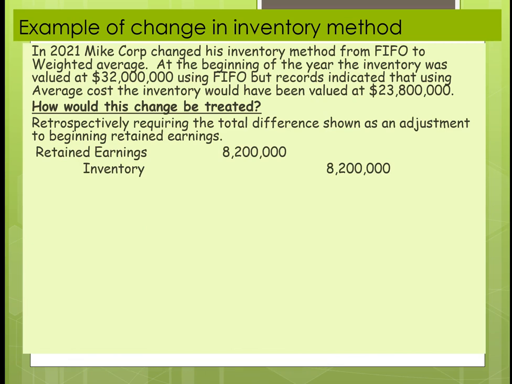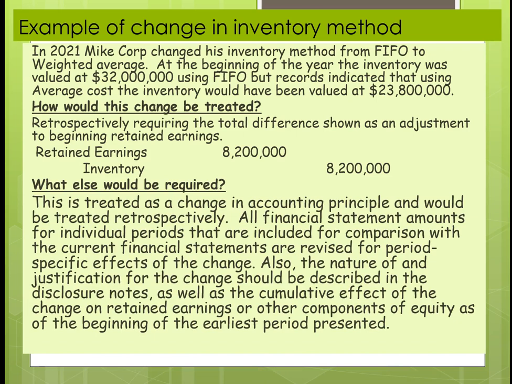Also, if you show 3 years, you'd have to restate the 3 years. So, again, this is treated as a change in accounting principle and would be treated retrospectively. All financial statement amounts for individual periods that are included for comparison with the current financial statements are revised for the period-specific effect of the change. Also, the nature and justification has to be disclosed in the footnotes. And again, we're going to have to do the cumulative effect to beginning retained earnings.